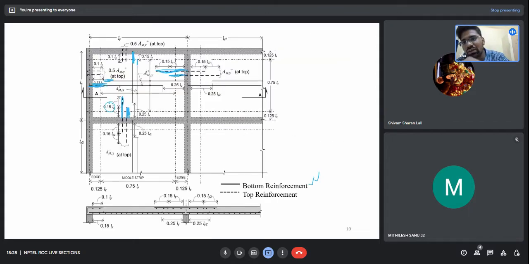So now at the discontinuous edge, I am not supposed to provide any negative bar because we are assuming zero negative moment. But at discontinuous edge, there can be accidental moments, and because of which I have to provide some bars. So these are the bars which are provided at the discontinuous edge, and it should extend 0.15 L from the edge of the support. As you can see, at both the discontinuous edges, I have these bars.